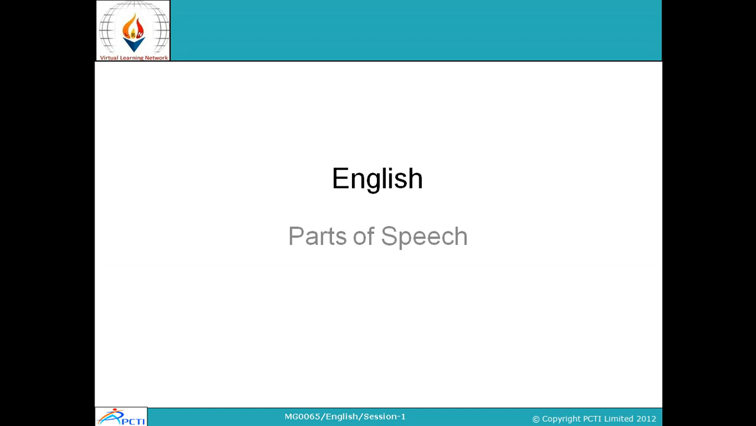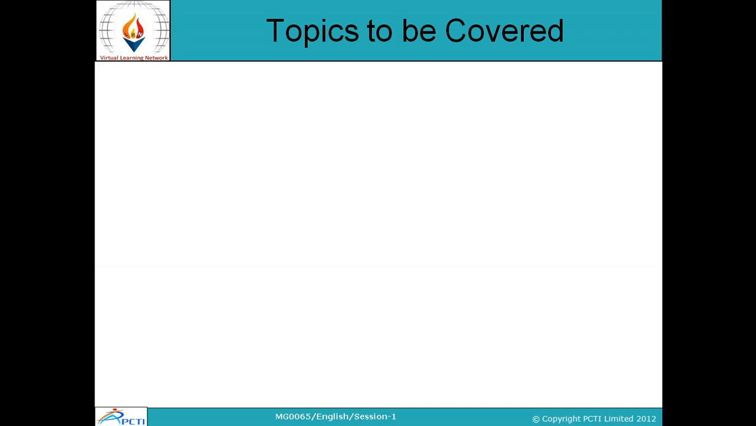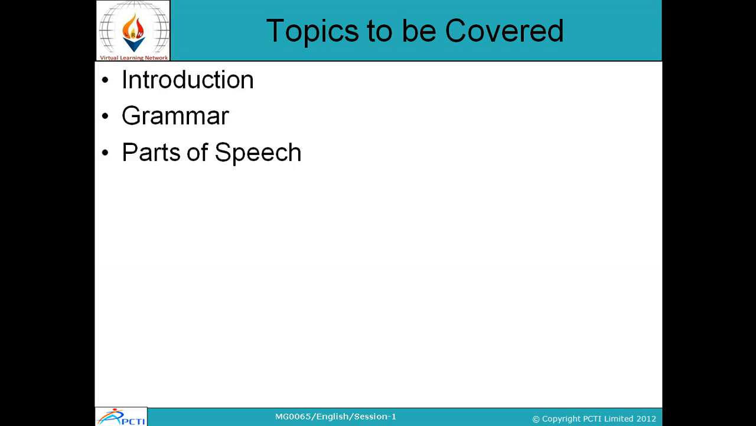This is session number 1 of English, and the topic of this session is parts of speech. In this session, we are going to cover grammar, parts of speech, nouns and pronouns. This session is the first of the sessions that focus on the basics of English grammar, which we generally need to speak and write as effectively as possible.